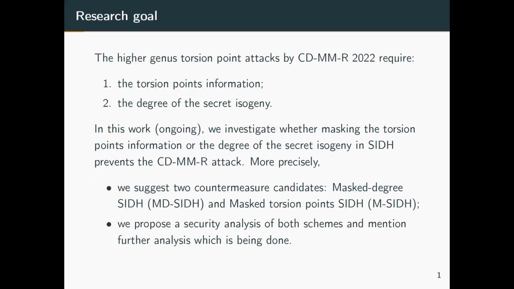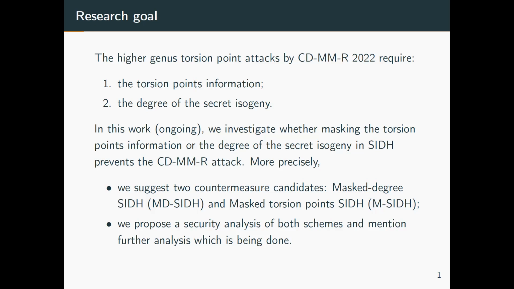First, I explain what our research goal was. As you already know, the attack from Castryck-Decru and Maino broke SIDH, and these three attacks all use two pieces of information. The first one is the torsion point information, and the second one is the degree of the secret isogeny.